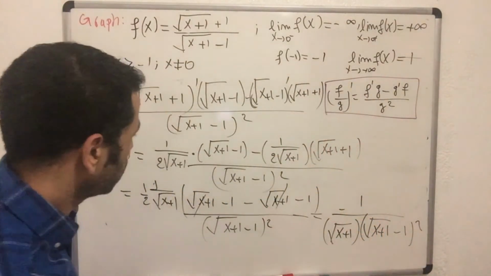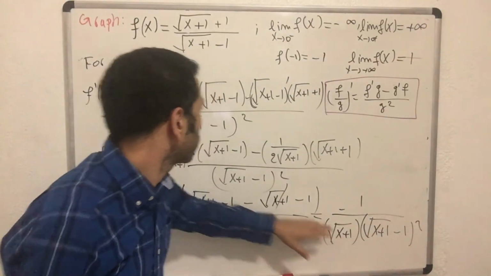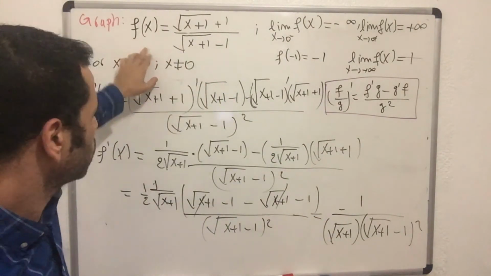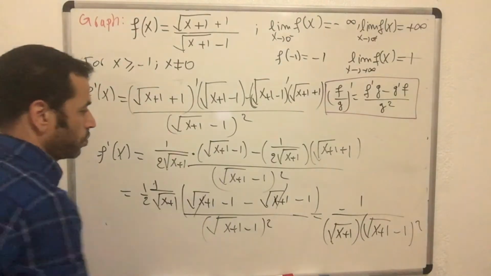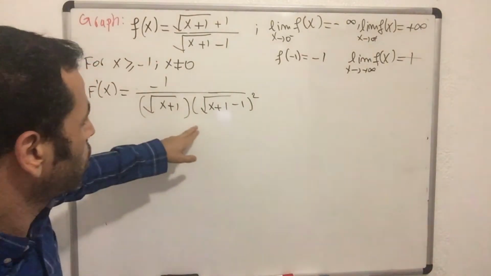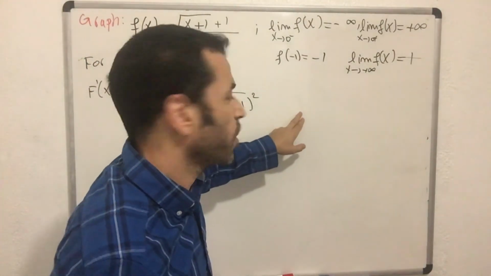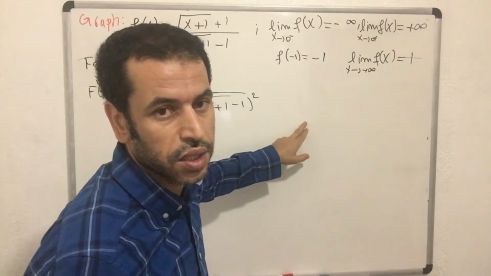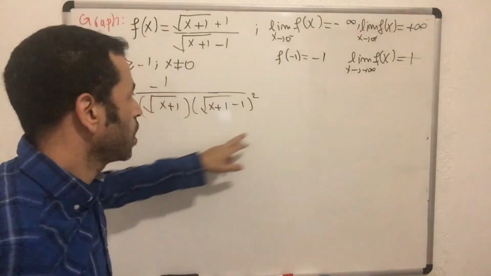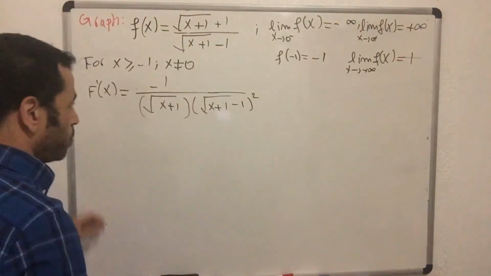I'm running out of room, so I take this one at the top and continue with our problem. Now my f prime of x is ready. Now I'm moving on to do the variation table, where I can see the sign of f prime of x and the direction of the function as well. Okay, let's do the table.